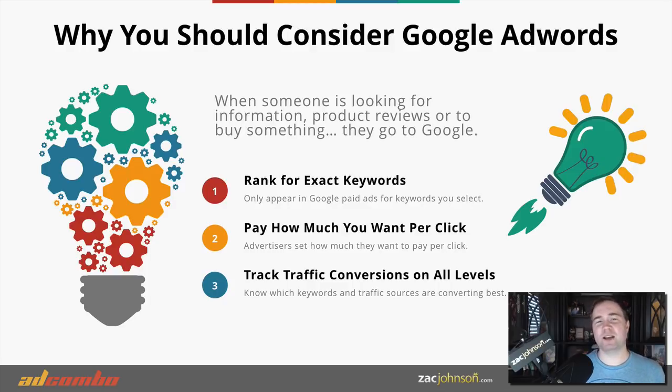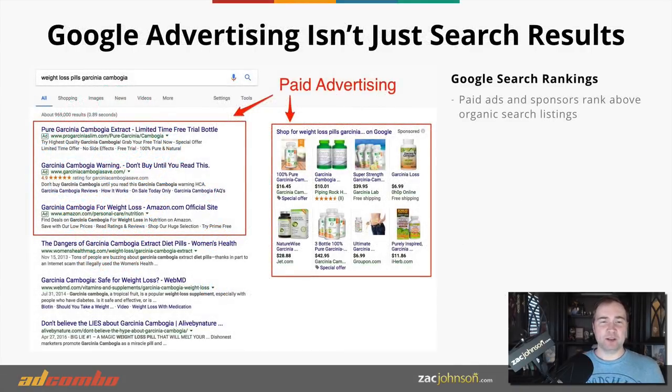And all of this can be tracked on several levels deep, because Google not only provides you with tracking, the affiliate network can also place a pixel as well, so you can see what keywords and traffic sources are converting best.